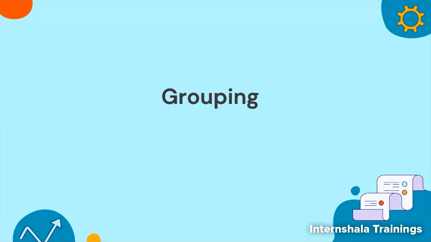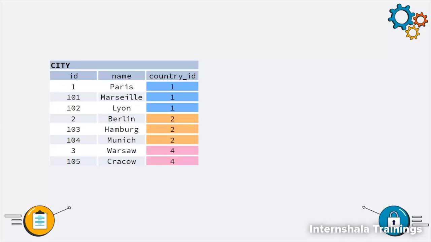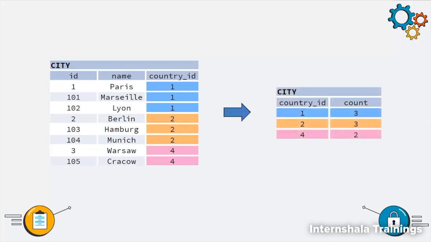Grouping in SQL is used when we want to group together rows that have the same values in a specified column. It computes the summaries for each unique combination of values. Here we have a city table with an ID column, name and country ID, and 3 distinct country IDs: 1, 2 and 4. If I want to find out how many countries there are for country ID 1, 2 and 4, I can use grouping. For country ID 1 we have 3 in count, for country ID 2 we have 3, and for country ID 4 we have 2.